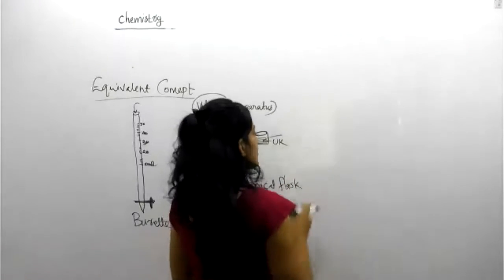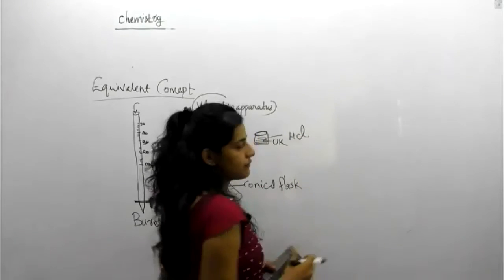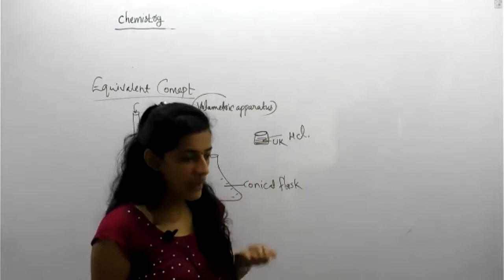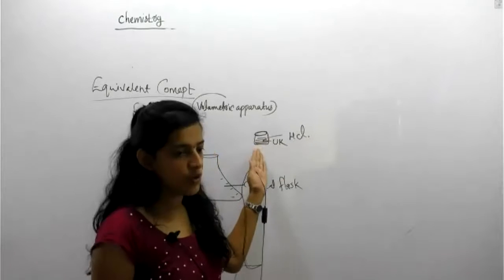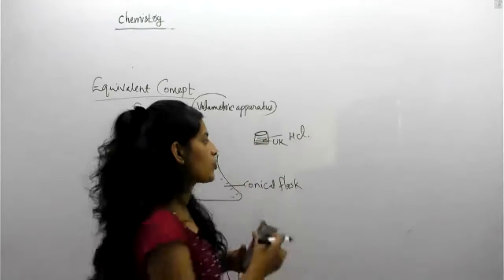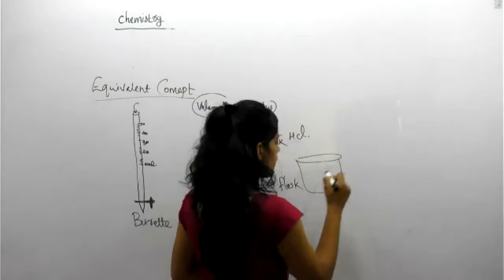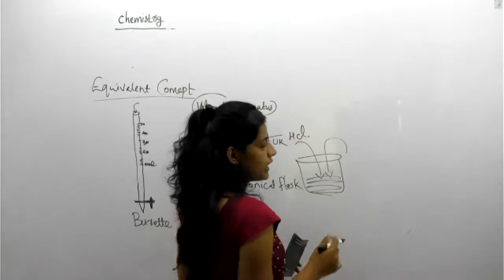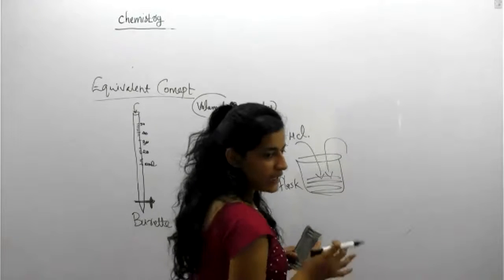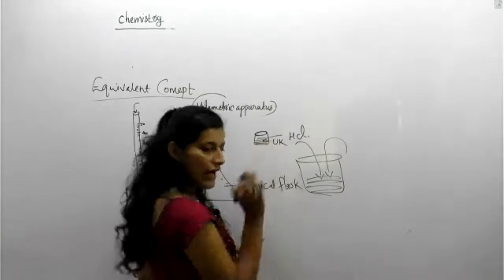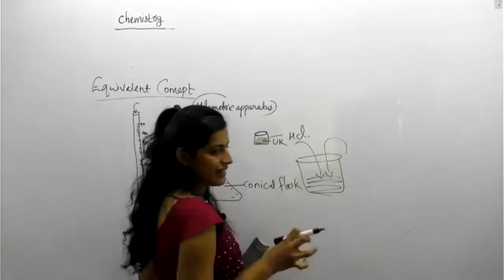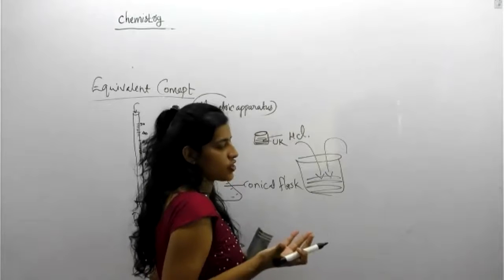Suppose this solution has HCl, hydrochloric acid. You want to find out how much weight of the solute is dissolved in the solution. This is a beaker; into the beaker we add some solute and then add water, and only then the solution is prepared. That solution is the unknown sample, but you don't know how much weight of HCl is present in it.